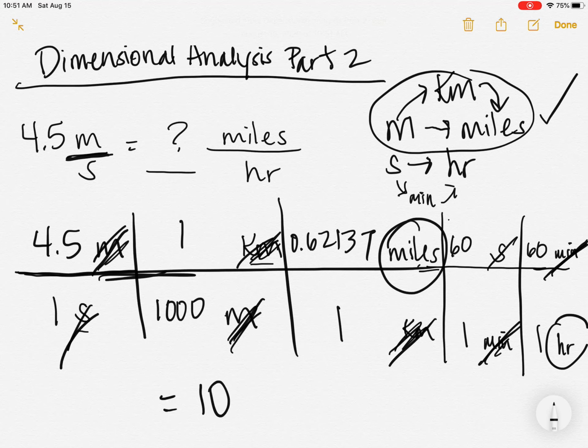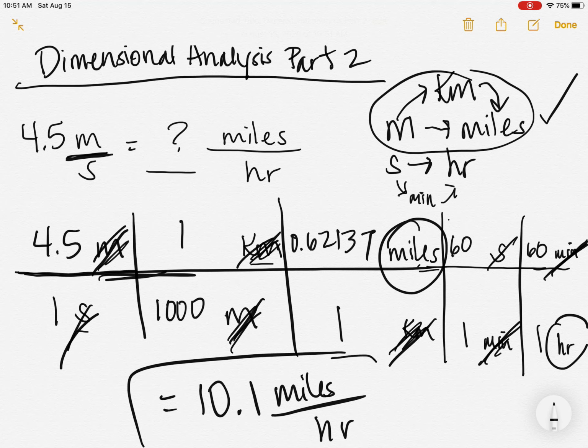Okay, so then I get an answer of, if we round, 10.1 miles per hour. And that is my final answer. You should achieve that answer whether you multiply across the top and across the bottom and then divide, or if you move from left to right. So that's a slightly more advanced dimensional analysis type of problem because of the double unit involved. But again, if you just break it down into each individual section, you should be okay.